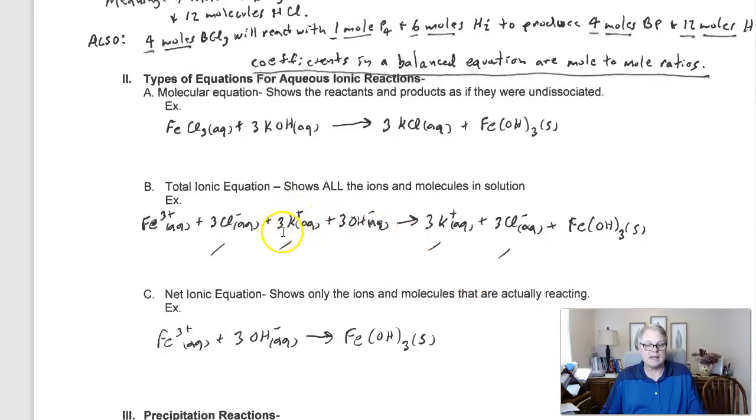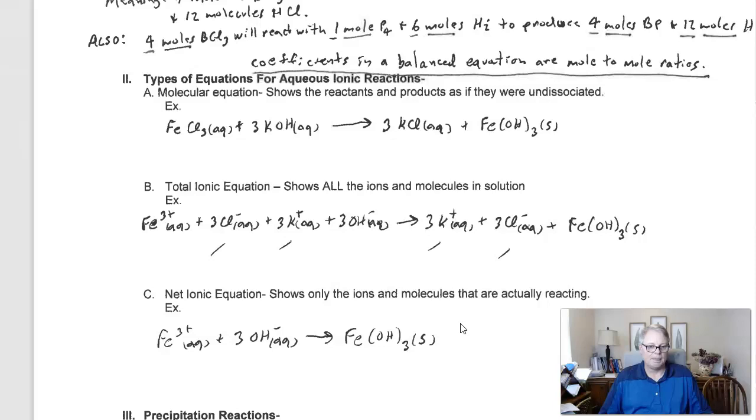All right, here's 3 potassium pluses. Here's 3 potassium pluses. So I'm going to cancel those out. Here's 3 hydroxides, but notice there's no hydroxide over here. That's changed. So see, that stays in. Same thing with the iron. So we're going to write down everything we have left over on the left-hand side and everything we have left over on the right-hand side, and we come up with something that looks like this now. Iron 3 plus aqueous plus 3 hydroxides aqueous yields iron 3 hydroxide solid. And that is the net ionic equation.